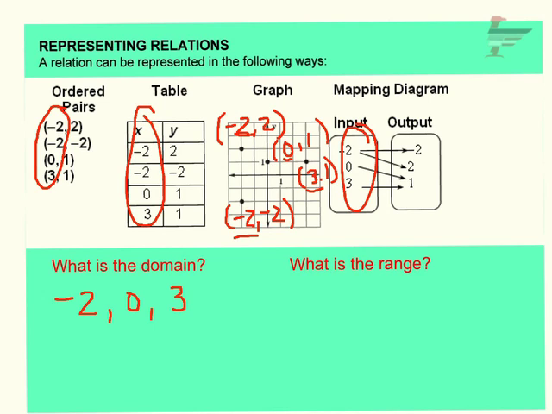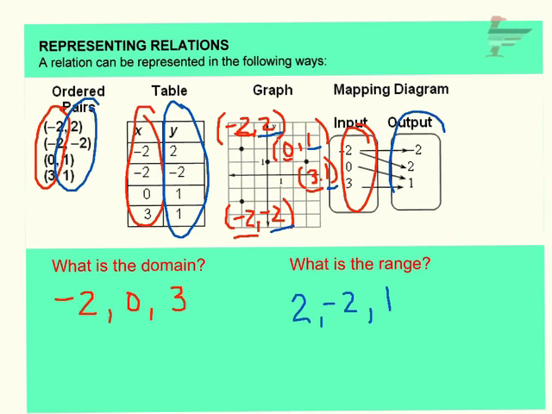The range is the set of output values. So on the ordered pair, it is 2, -2, and notice 1 is listed twice, but we only list it once. In a table, it is the y values. On the graph, it is the y values. On the mapping diagram, the output, it is the y values.